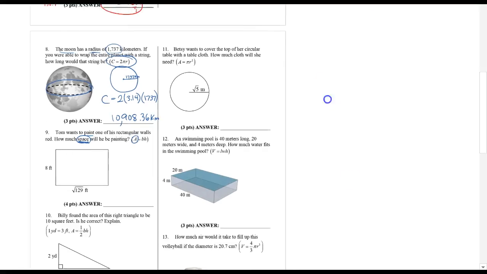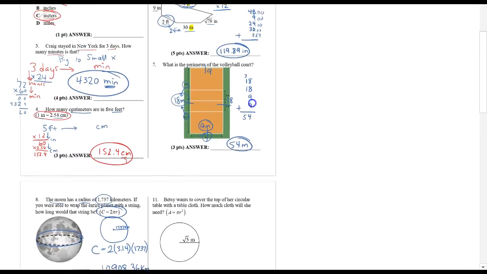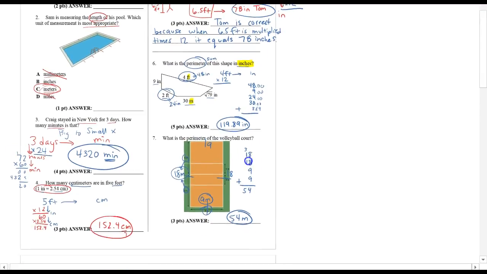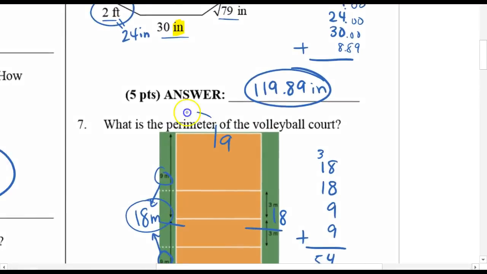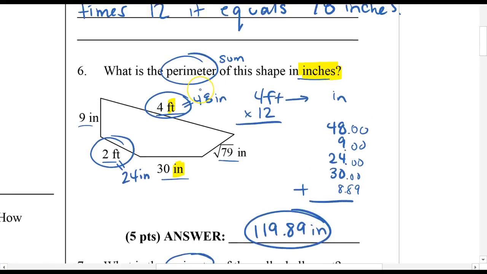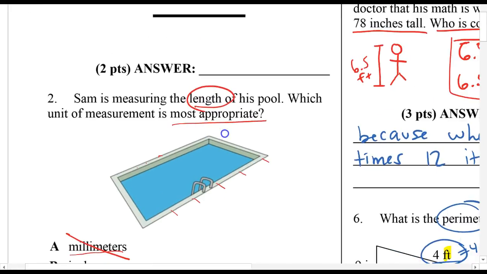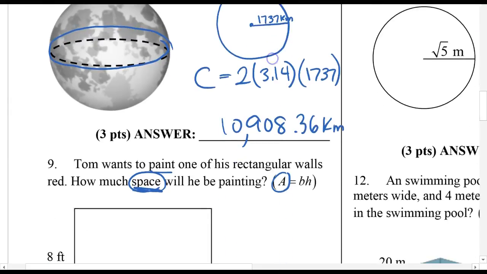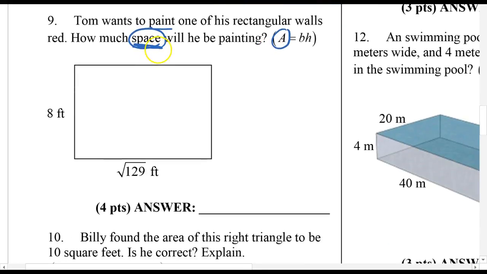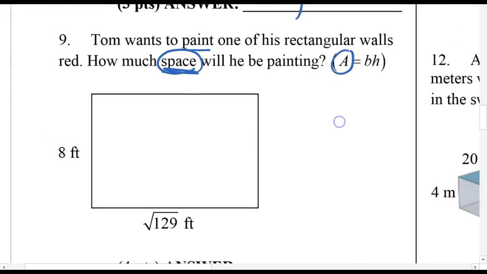Okay, let's compare the difference. So if I go back to this problem here, when you see the word perimeter, we're looking for length around. Or same here, perimeter, length around. Okay, or let's go back to this one too. So here, length, that means perimeter. But if you hear or see the word space, as in this problem, you know you're going to look for the area. Okay, now remember, area for a rectangle is the base times the height.